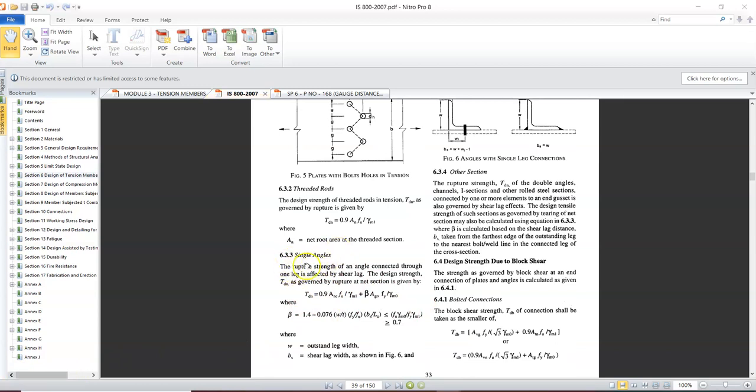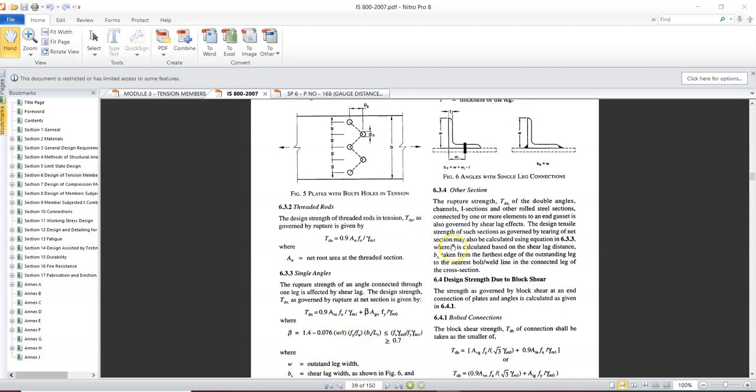Second one is rupture of critical section as per 6.3.3. So you have to look into the formulas very clearly. The only new terminologies are Anc and Ago, and beta is as calculated here. W, so you have to read all this, which is also clearly given in the notes. W stands here, and t is thickness, Fy, Fu, and beta is the formula given here. W is the outstanding leg plus this distance, which is 60 minus 6, divided by Lc. Lc is length of the connection.